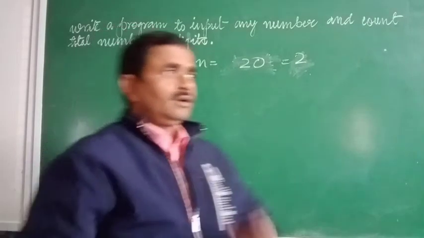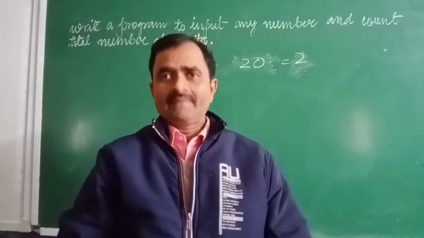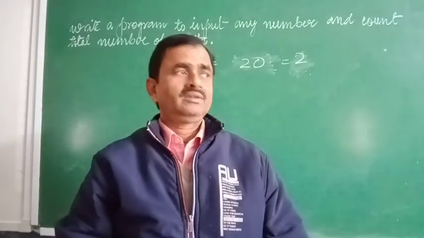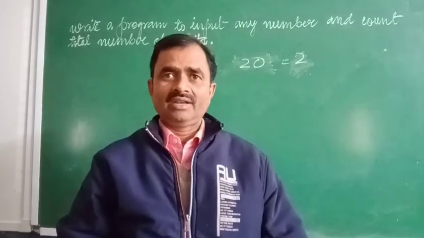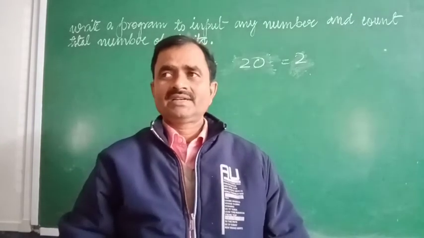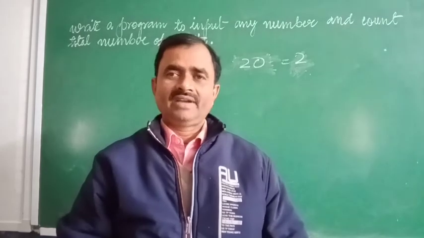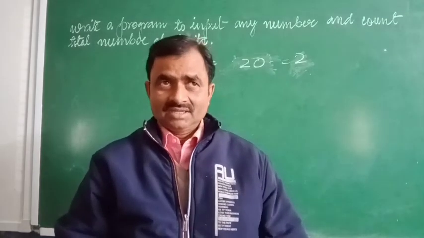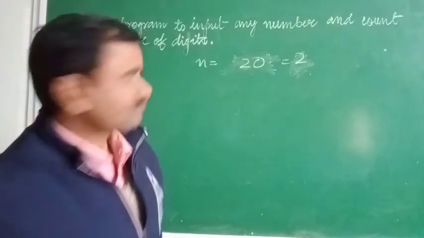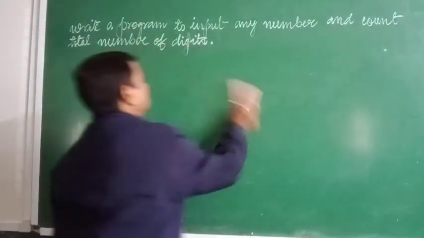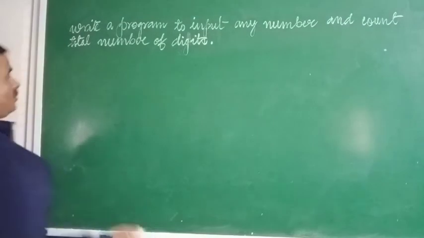So any value at the time of the execution of the program, if we input any value, the computer will return us the total number of the digits in the value, right? So how to do this is, using while loop you have to do this one.